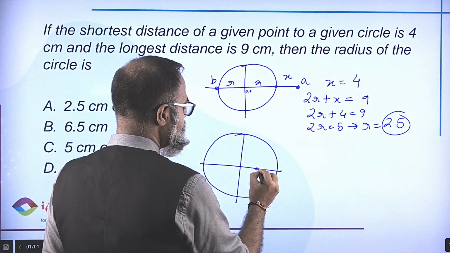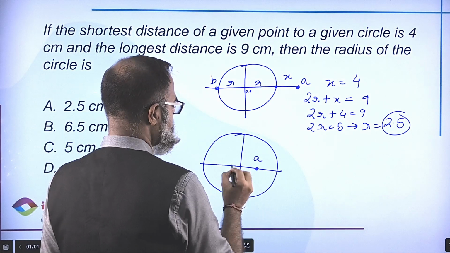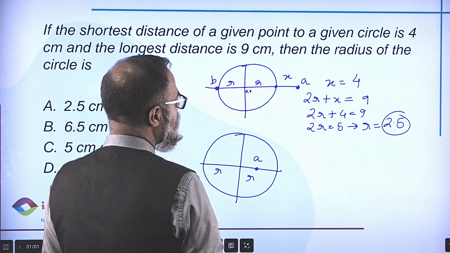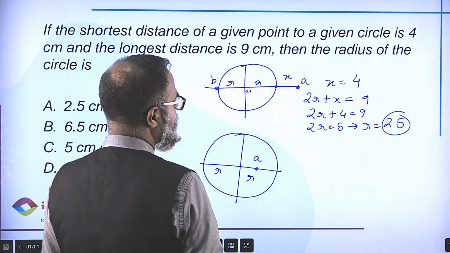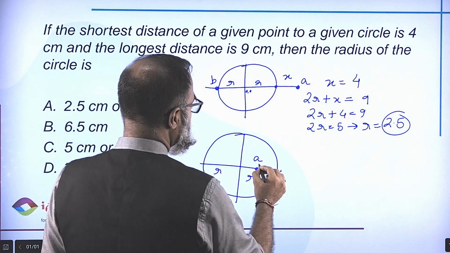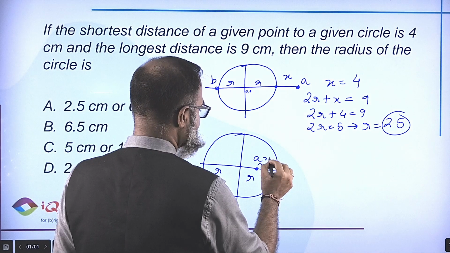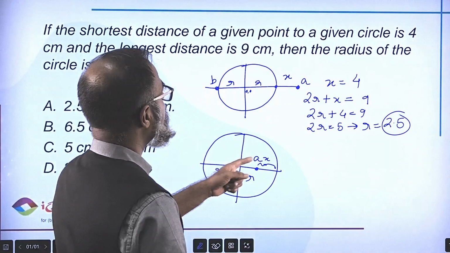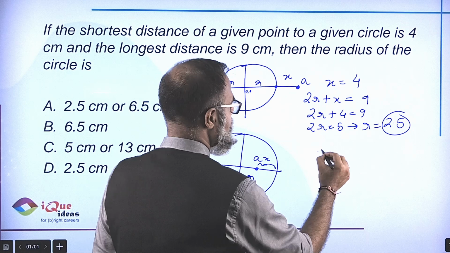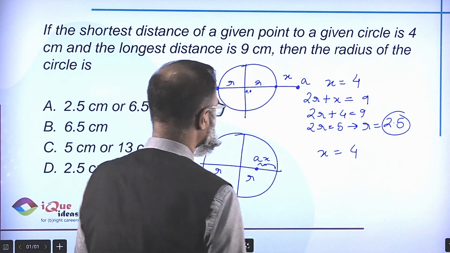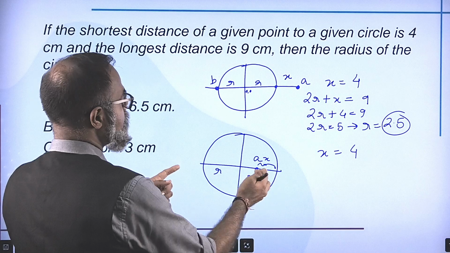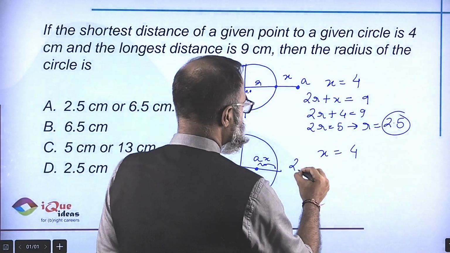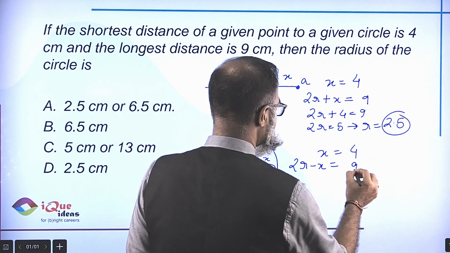So if I assume that this is the point inside the circle, let us say A, right? Again, the radius of the circle is r. And let me assume that the distance here is x, correct? So the shortest distance, the value of x is 4. So in this case, again, I get x is equal to 4. But what is the longest distance? In this case, B. So 2r minus x. So 2r minus x is 9.